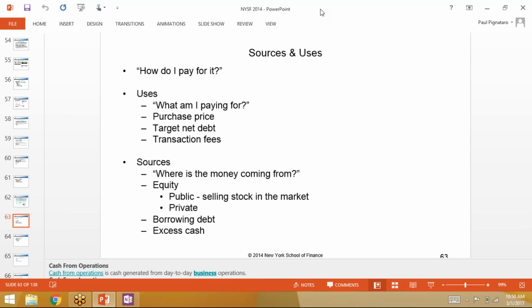If those provisions are in there, then you as the acquirer have to be prepared to pay down that debt. You have to raise additional funds to pay down that debt if those covenants are there. So if the company is public, look at the covenants. If those covenants are there, you know you have to raise additional funds to pay down the debt. It becomes uses.